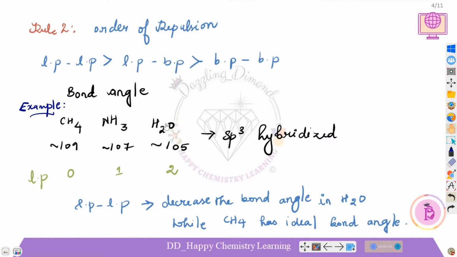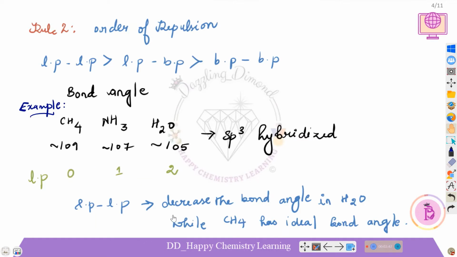Okay, in H2O you have 2 lone pairs, so there will be repulsion between lone pair and lone pair. So you can observe the lesser bond angle. And in NH3 you have only one lone pair, and for CH4 you have no lone pair. As you have 2 lone pairs, the repulsion between lone pair and lone pair will lead to a decrease in the bond angle in H2O, while CH4 has the ideal bond angle because it has no lone pair.